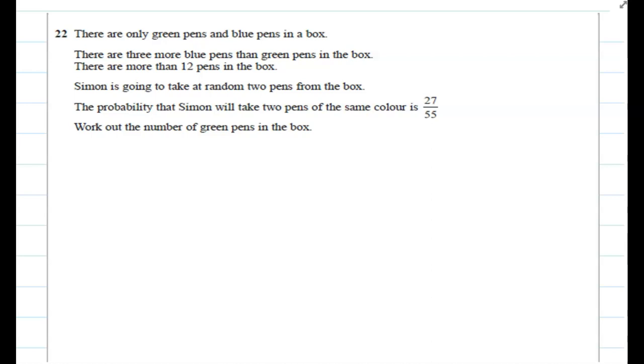So last question: there are only green pens and blue pens in a box, and there are 3 more blue pens than green pens in the box, and there are more than 12 pens in the box. So I will read it one by one. If this is a box here, let's take a box here.